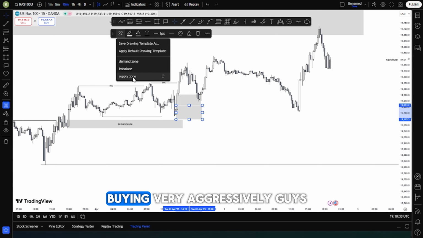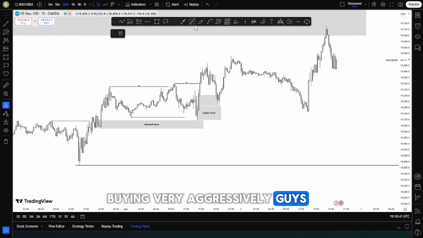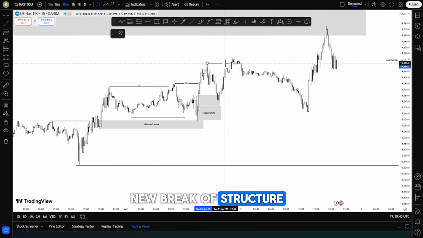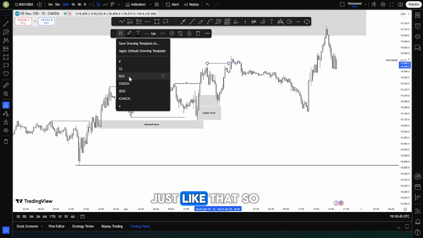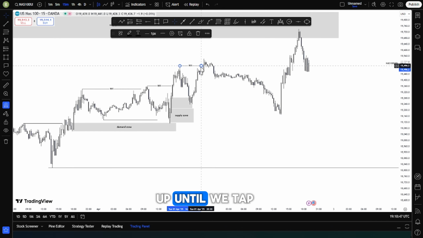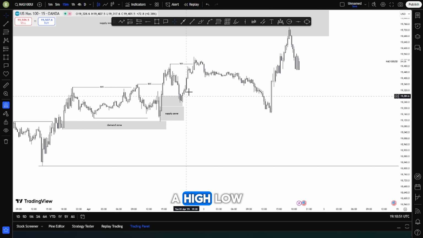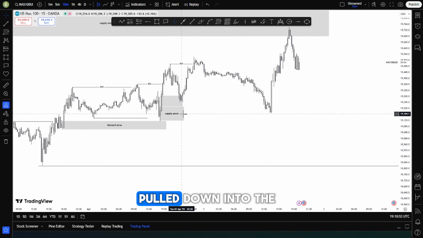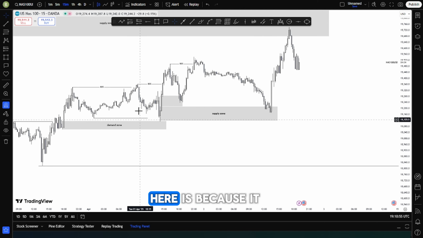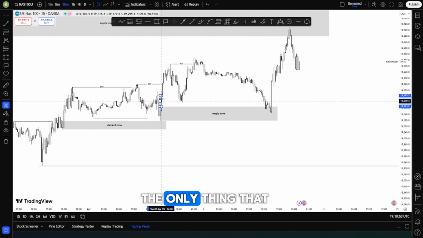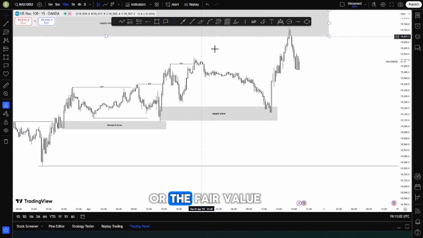Then the market started buying very aggressively, guys. Then we have a new break of structure around here, just like that. So we continue pushing up until we tapped into that supply zone. So as you can see here, we had a high, low, a high, and then the market pulled down into the supply area here, just because it was not mitigated. The only thing that was mitigated was this area here of imbalance or the fair value gap.